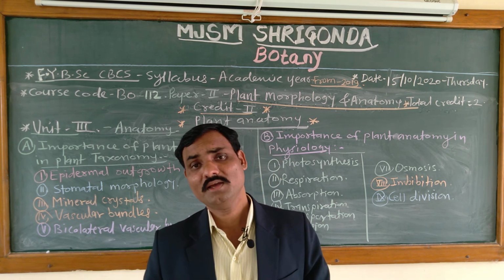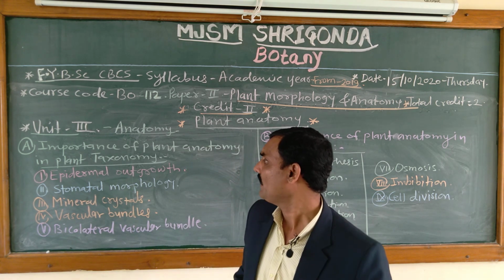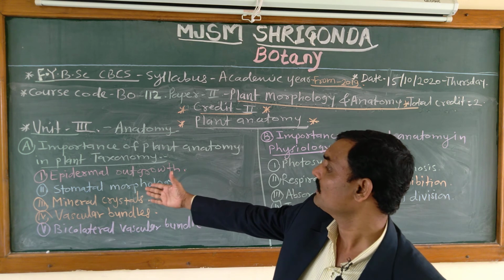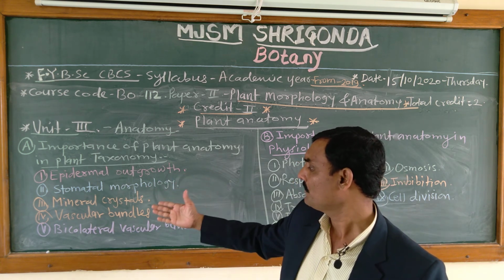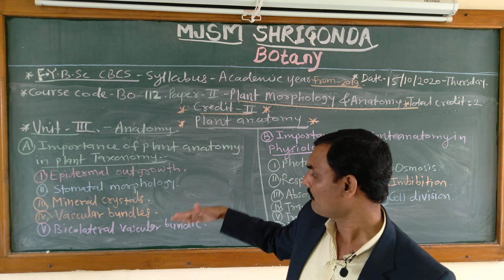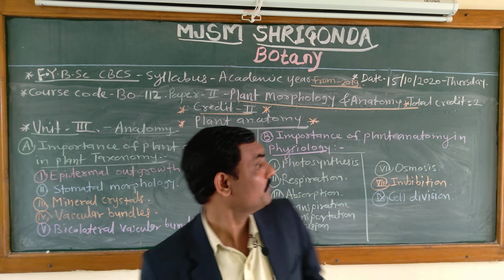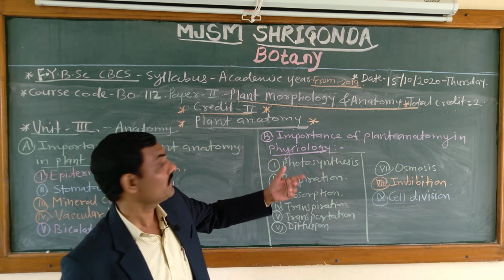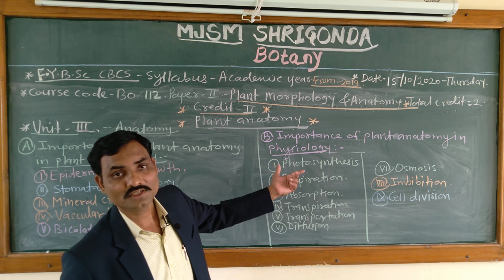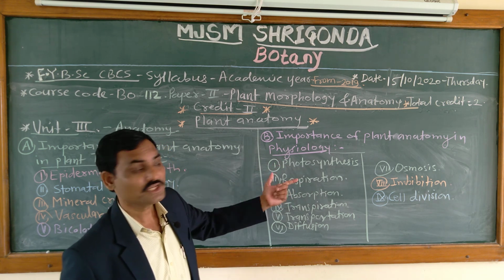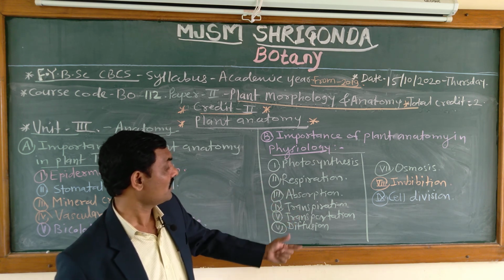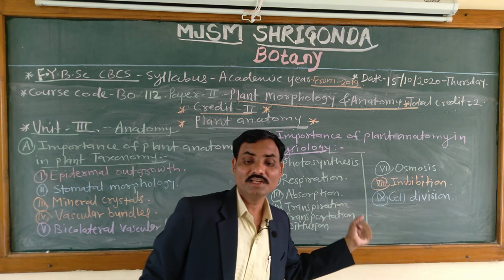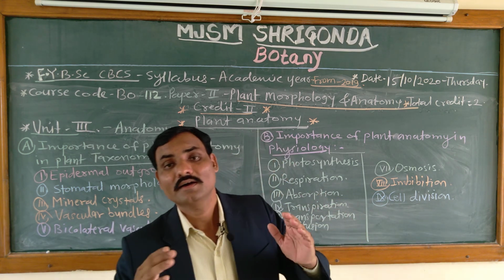In this way, in today's video we have learned about the importance of plant anatomy in plant taxonomy: epidermal outgrowth, stomatal morphology, mineral crystals, vascular bundles, bicollateral vascular bundles, and in plant physiology, the importance of plant anatomy in different physiological processes: photosynthesis, respiration, absorption, transpiration, transportation, diffusion, osmosis, imbibition, cell division, and many other activities.